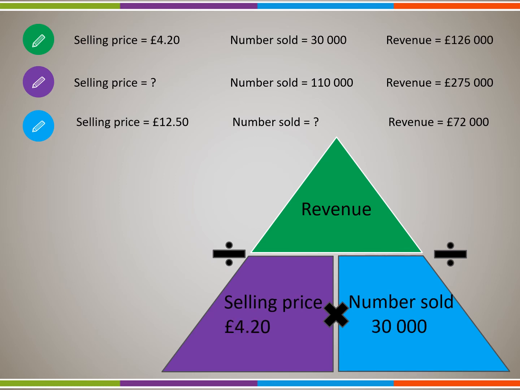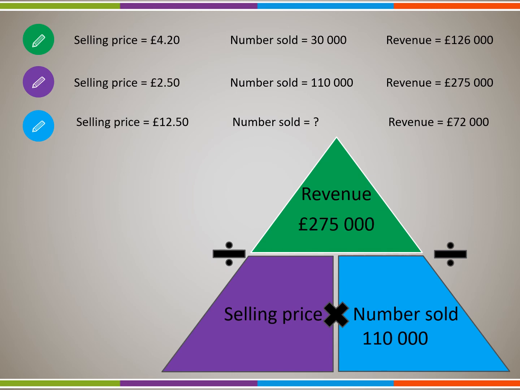In our first example, we knew the selling price and the number sold, so we multiplied the two numbers together to get a revenue of 126,000. In our second example, we know the top figure, revenue, of 275,000, and we know one of the bottom figures, that the number sold is 110,000. Therefore, this time we divide. So 275,000 divided by 110,000 gives us a selling price of £2.50.